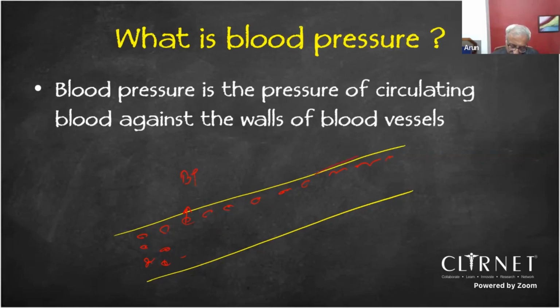And this vessel has its own elasticity, and the muscles also exert a pressure, which is called vascular resistance, or peripheral vascular resistance, whatever you call it. So when blood is going through the vessels, any pressure which it exerts on the walls of the vessels is called blood pressure.